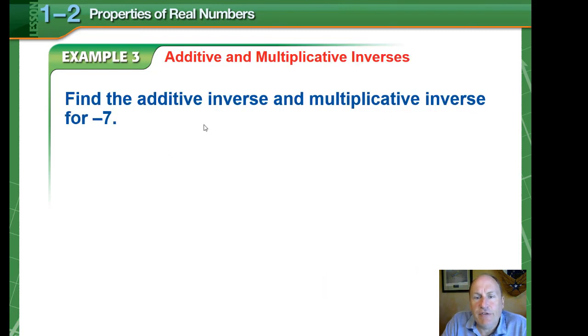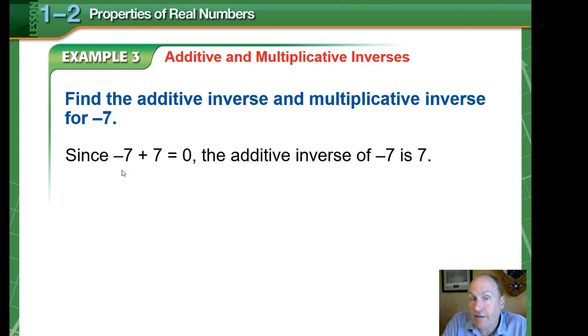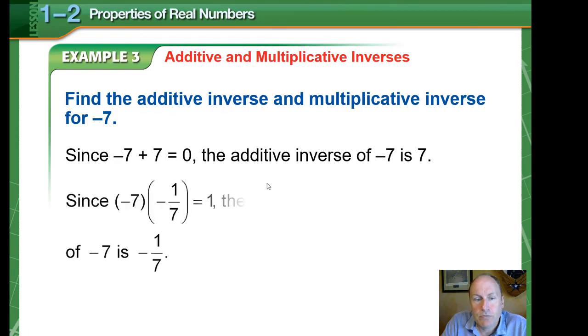Okay, let's find the additive inverse and multiplicative inverse for negative 7. So the additive inverse for negative 7 is actually positive 7 because it's the number we take negative 7 and combine with through addition to get 0. So negative 7 plus 7 is equal to 0. So the additive inverse of negative 7 is 7.